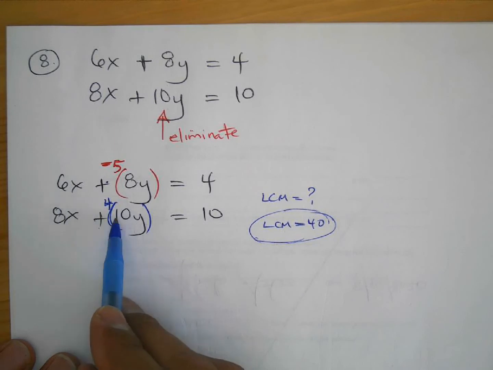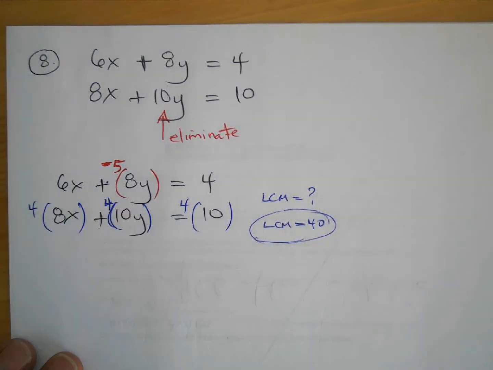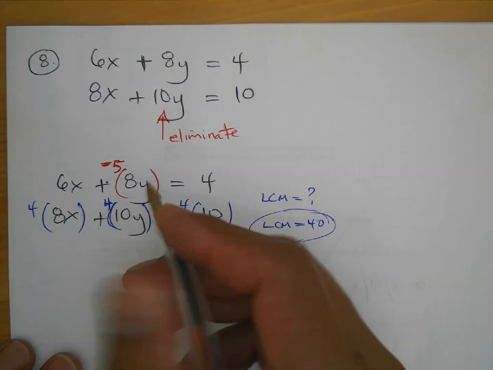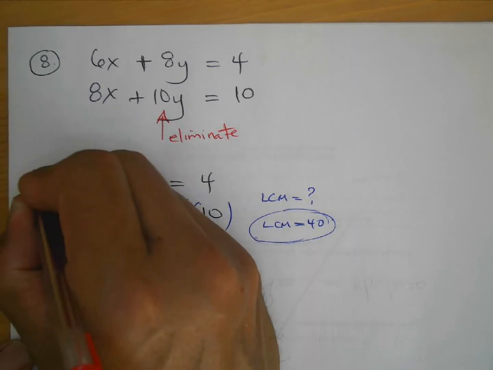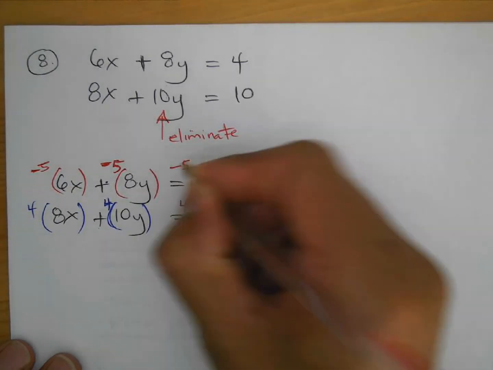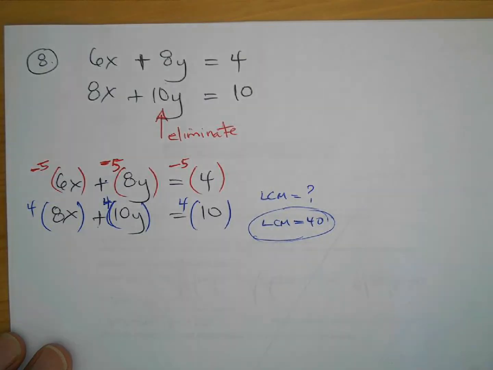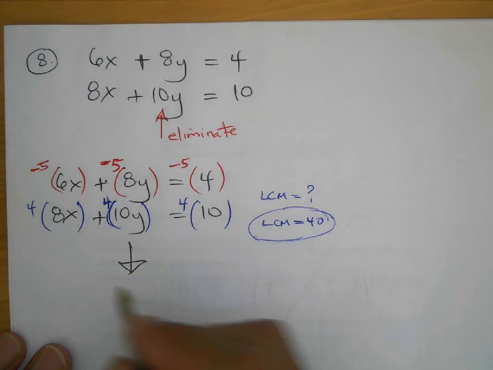If this one got multiplied by 4, don't forget these other ones have to get also multiplied by 4. And if this one got multiplied by negative 5, these other terms also have to be multiplied by negative 5. Everything in the equation, right? All the terms. All right, let's look at our new system.